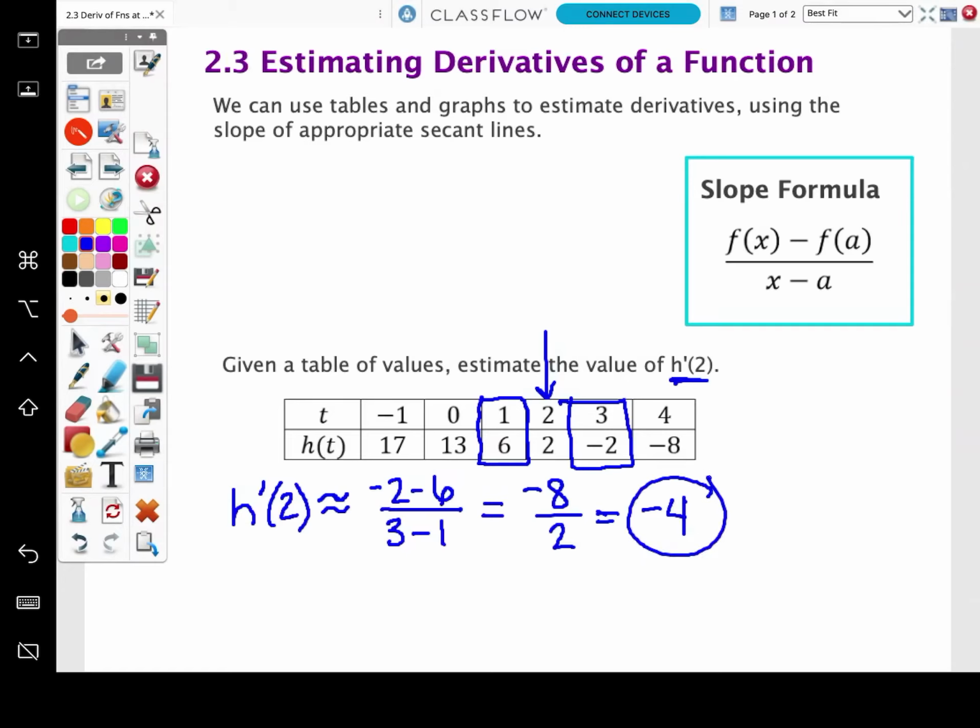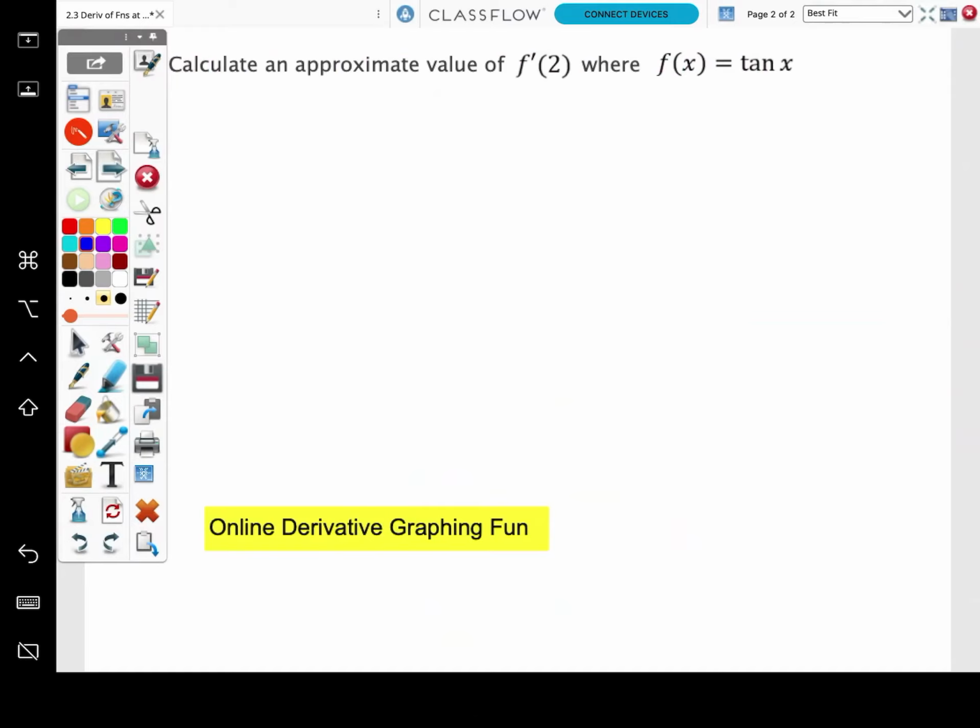All right, so our final answer is this -4 is the best estimate of h prime of 2. So h prime of 2 is approximately -4. Maybe we want to write our answer that way. Okay, be very careful where you're doing approximately equal to and equal to, because it does matter.